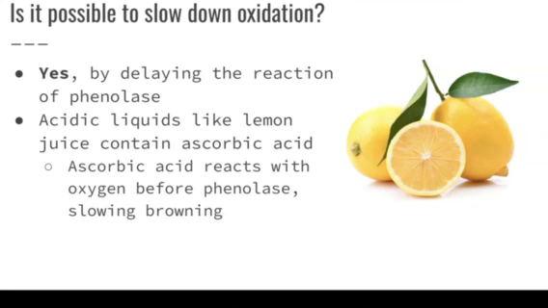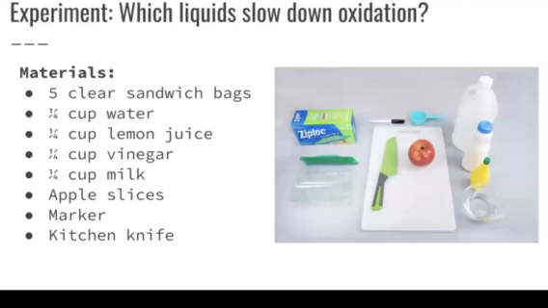So in order to investigate this, we will be conducting an experiment to see how various types of liquids can slow down oxidation. In order to conduct this experiment, if you can have someone to help you, like a friend or a parent, I would recommend that you go get them. So you will need the following materials. First, you will need 5 clear sandwich bags. Then you will also be needing water, lemon juice, vinegar, and milk. And we will see how these liquids affect the oxidation process of apples.